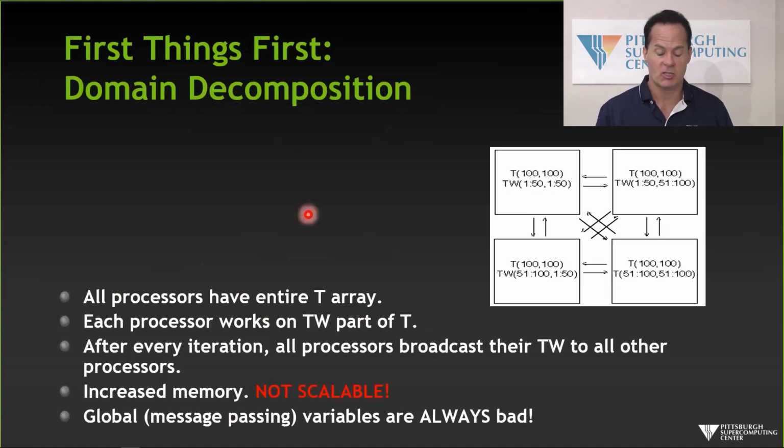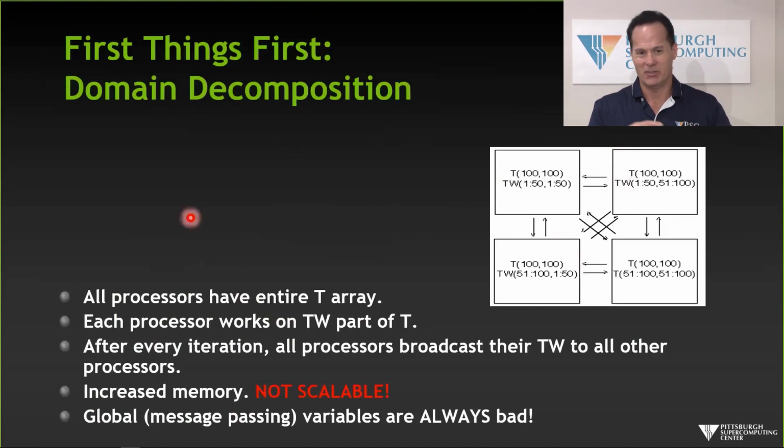Okay, so our domain decomposition in our case is we've got a square metal plate. Let's break it up into pieces. One thing that people do more often than I can understand is to say, okay, I'm going to give each one of the processors, let's say we've got 4 here, a copy of the entire temperature array, the whole metal plate, and then they'll operate on some small piece of that plate or something like that.